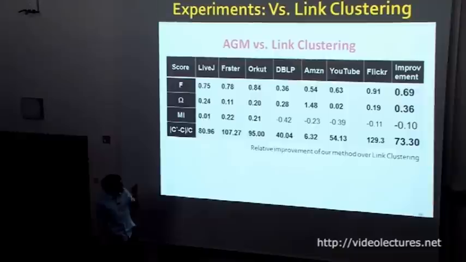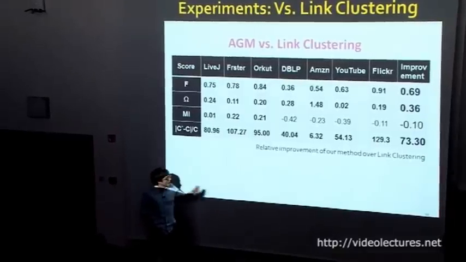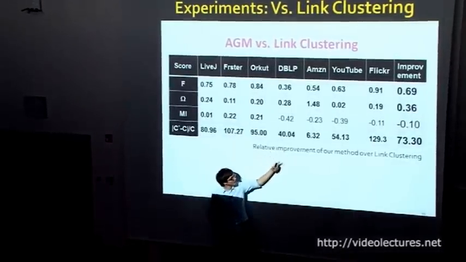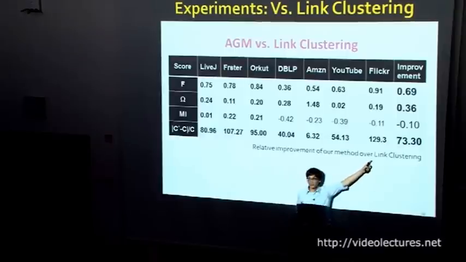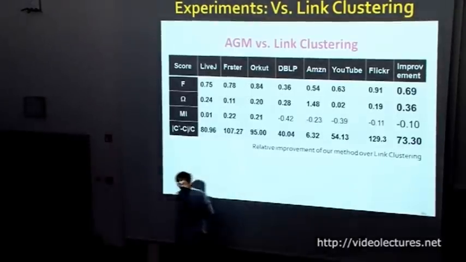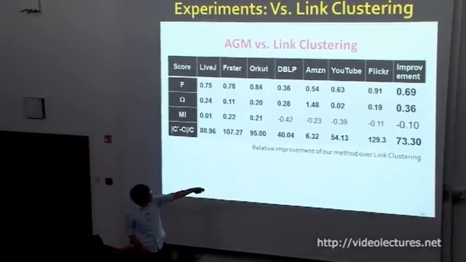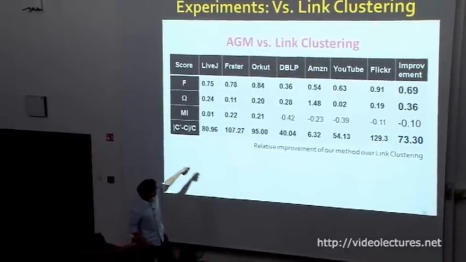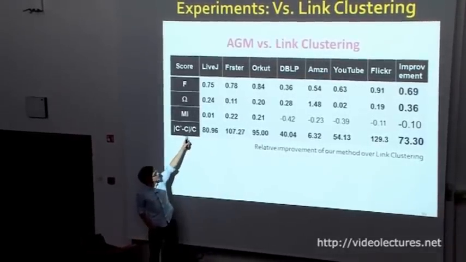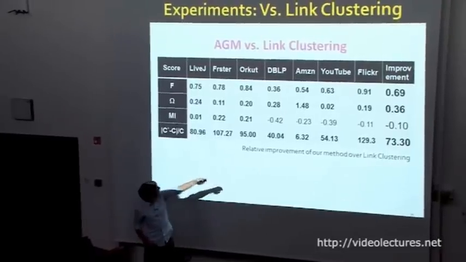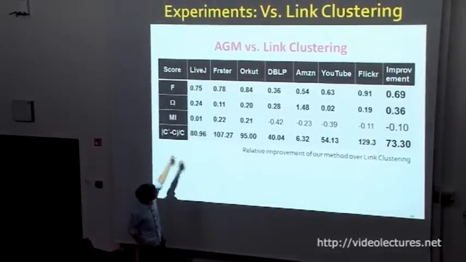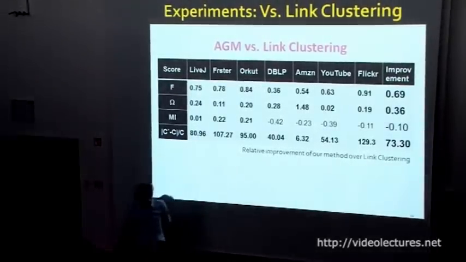Different scores. Higher is better. What I'm showing you is a relative improvement of our method over, in this case, link clustering. What you see is that here, for example, we do 70 times better in deciding how many communities there are in the network, and we also do better in terms of the F score and omega index, but in terms of mutual information, we do a bit worse.